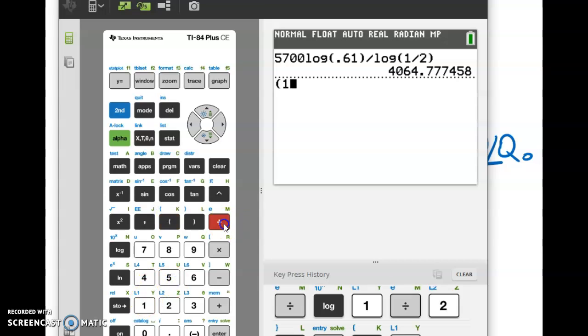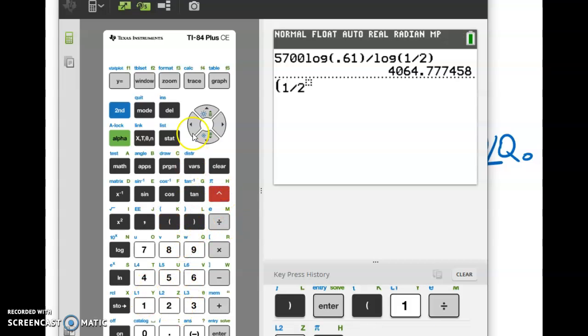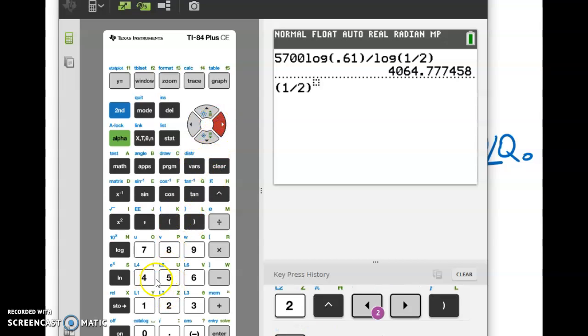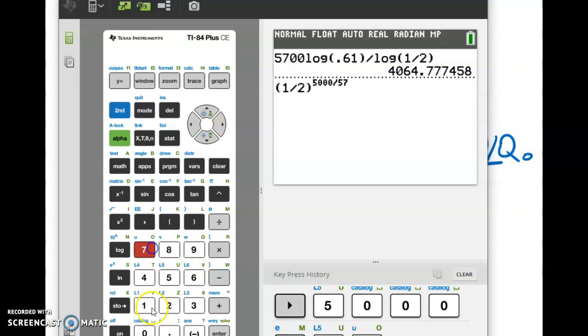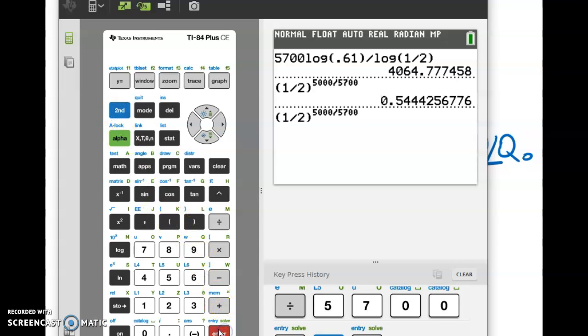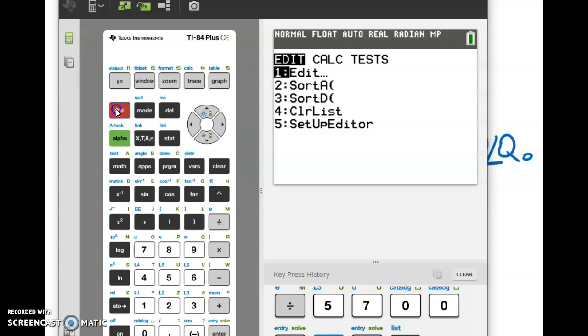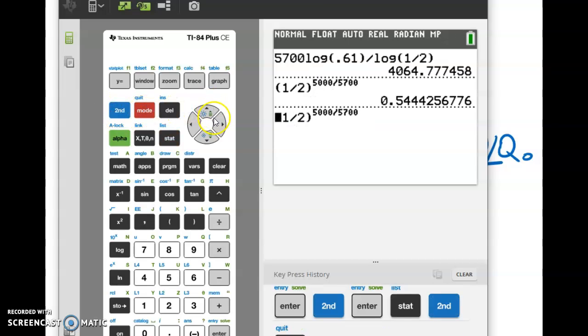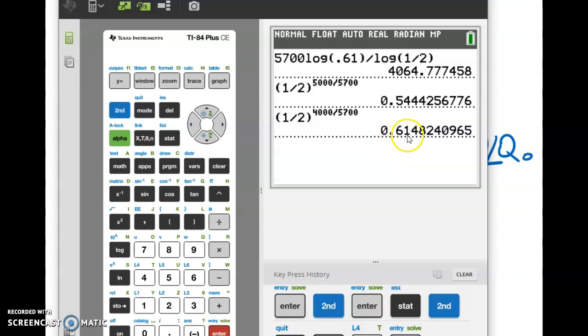So 1/2 raised, oops, I need to put the parenthesis in there, raised to the 5,000 divided by 5,700. So that's 0.54. So that was too many years passed. So I hit second entry, and now I'm going to change this to 4. Okay, so that's 0.61. So that's a little high.